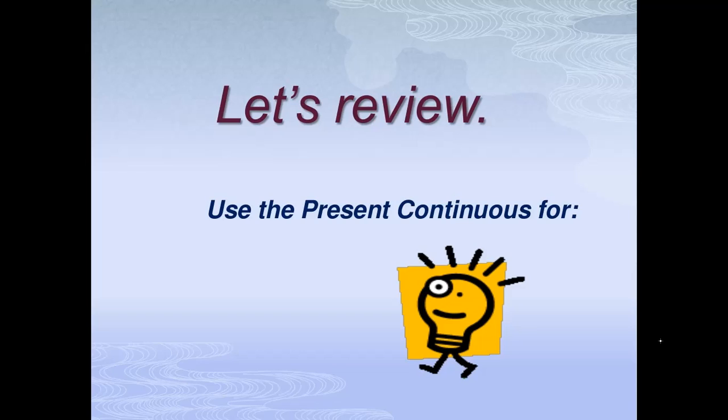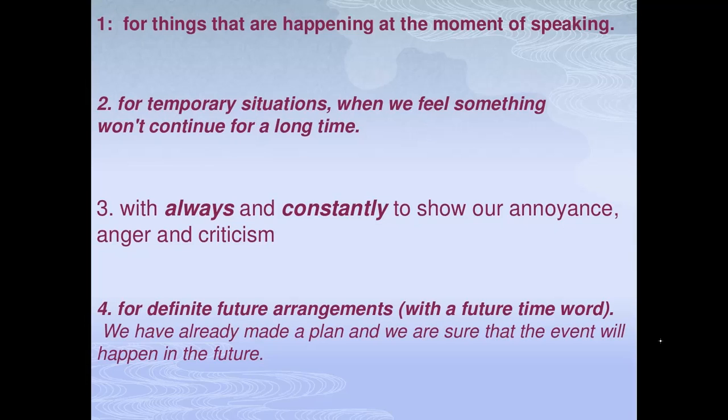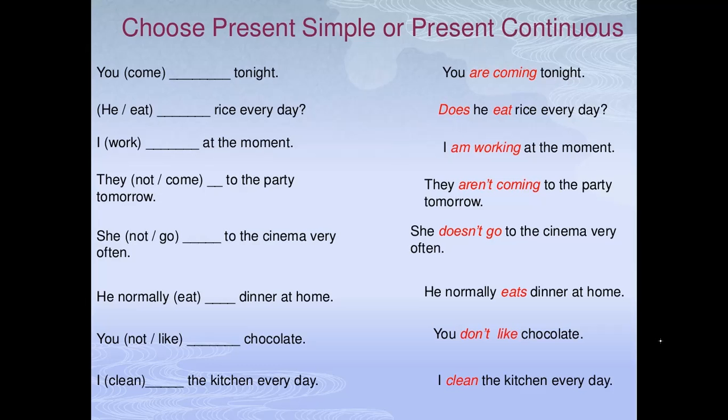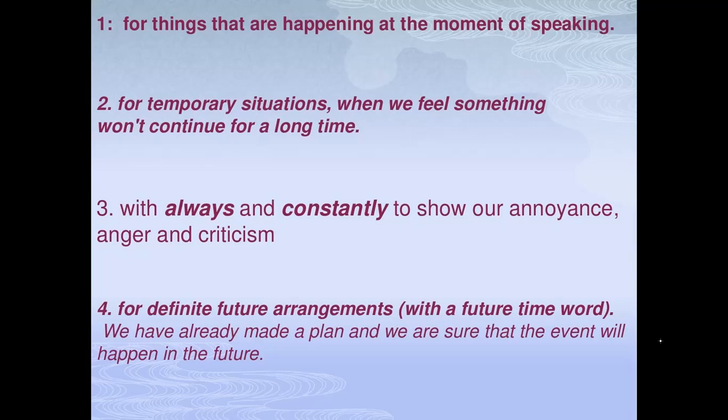Now let's review the use of the present continuous. We use the present continuous for things that are happening at the moment of speaking, and for temporary situations when we feel something won't continue for a long time. Number 3, with always and constantly to show our annoyance, anger, and criticism. Number 4, for definite future arrangements with a future time word. We have already made a plan and we are sure that the event will happen in the future.